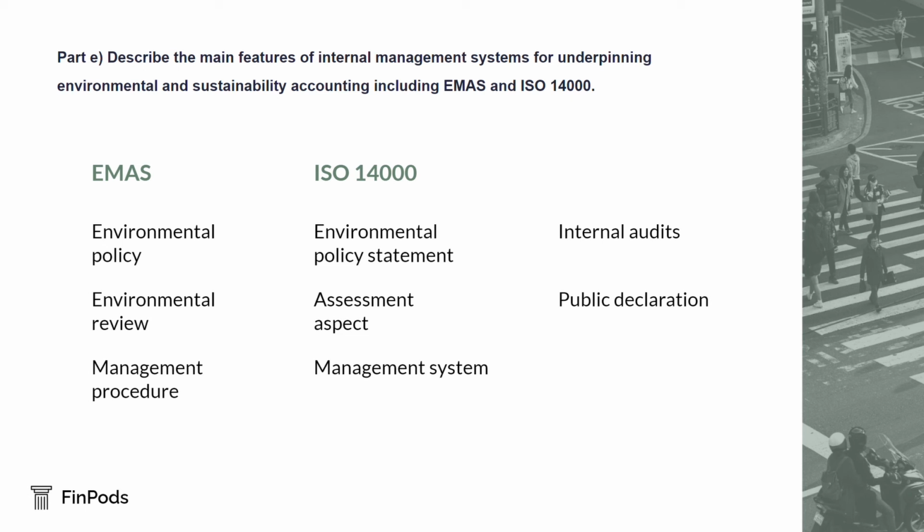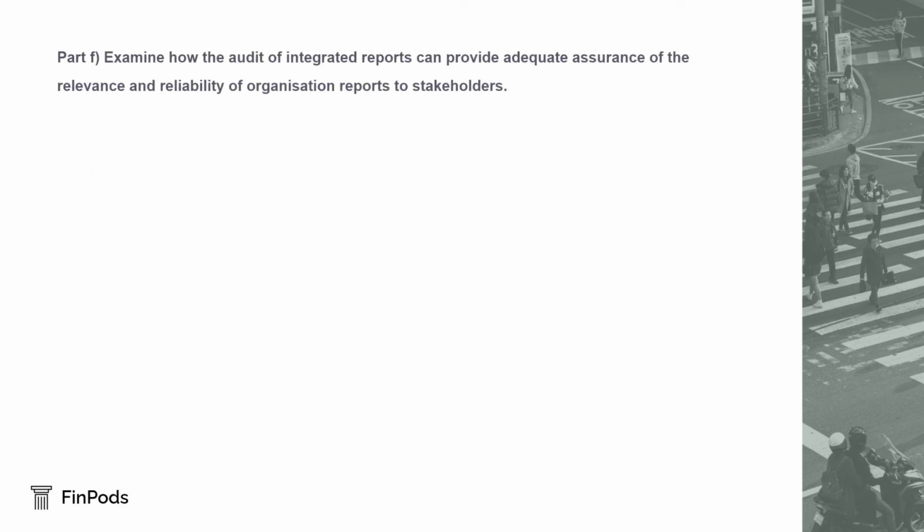Part F. Examine how the audit of integrated reports can provide adequate assurance of the relevance and reliability of organisation reports to stakeholders. Integrated reports will be subject to audits, which will be referred to as social audits. The audit of integrated and sustainable reports will provide assurance that a company has achieved its targets.